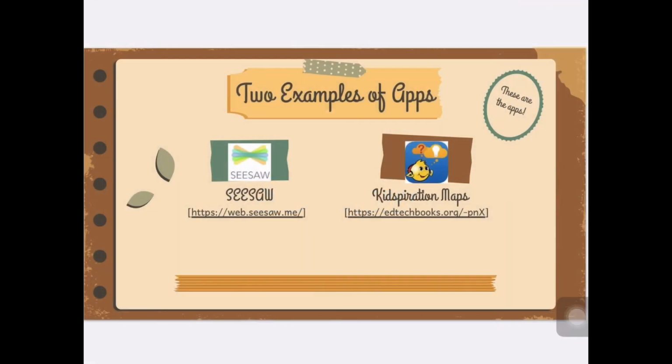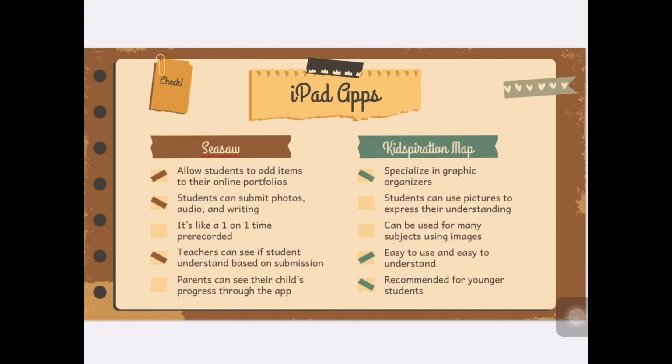So there are two examples of the apps, which was the Seesaw that you saw in the video previously. And there's another app that's called Kidspiration Map, and you can search for these apps online and learn more about them. Okay, so these two apps, how are they used?